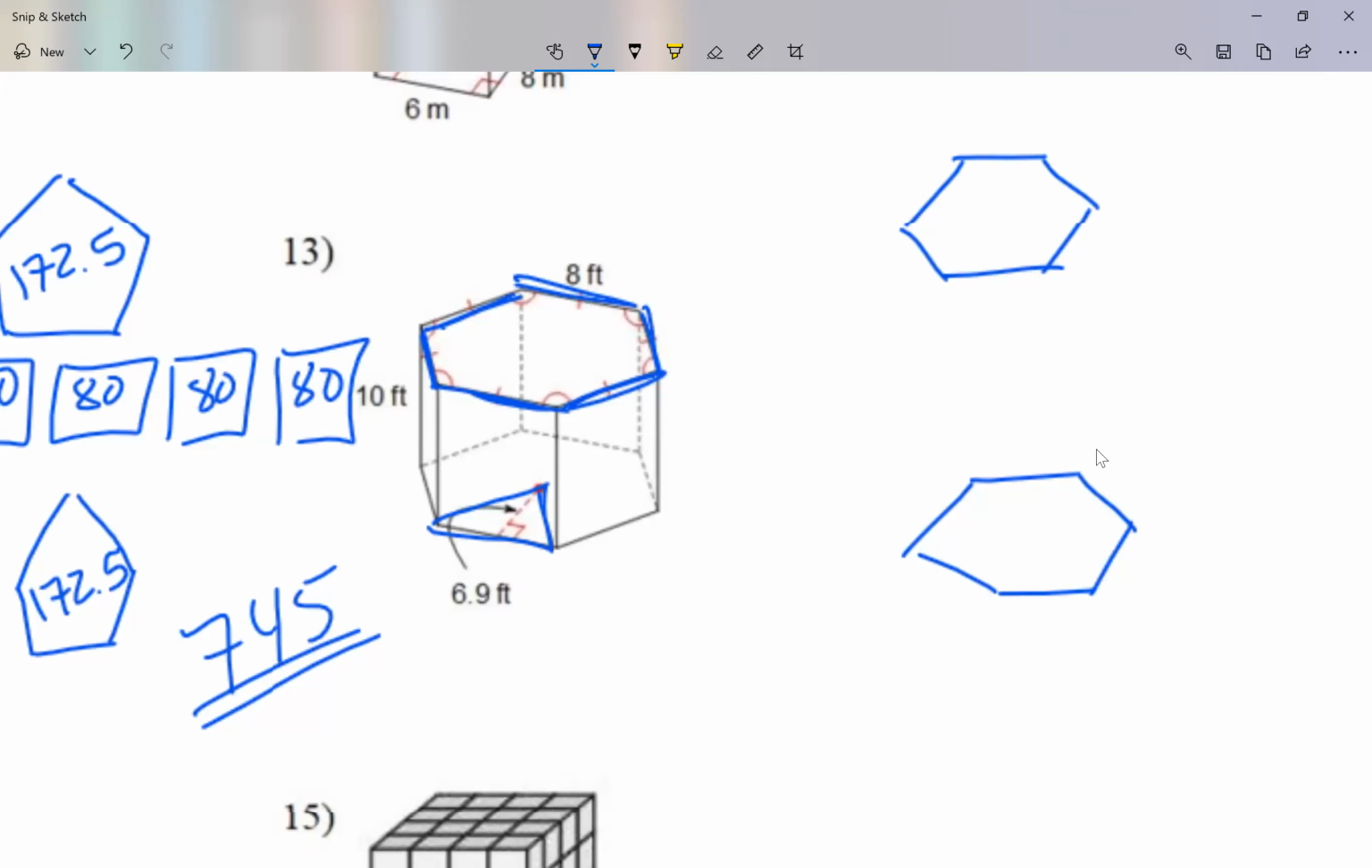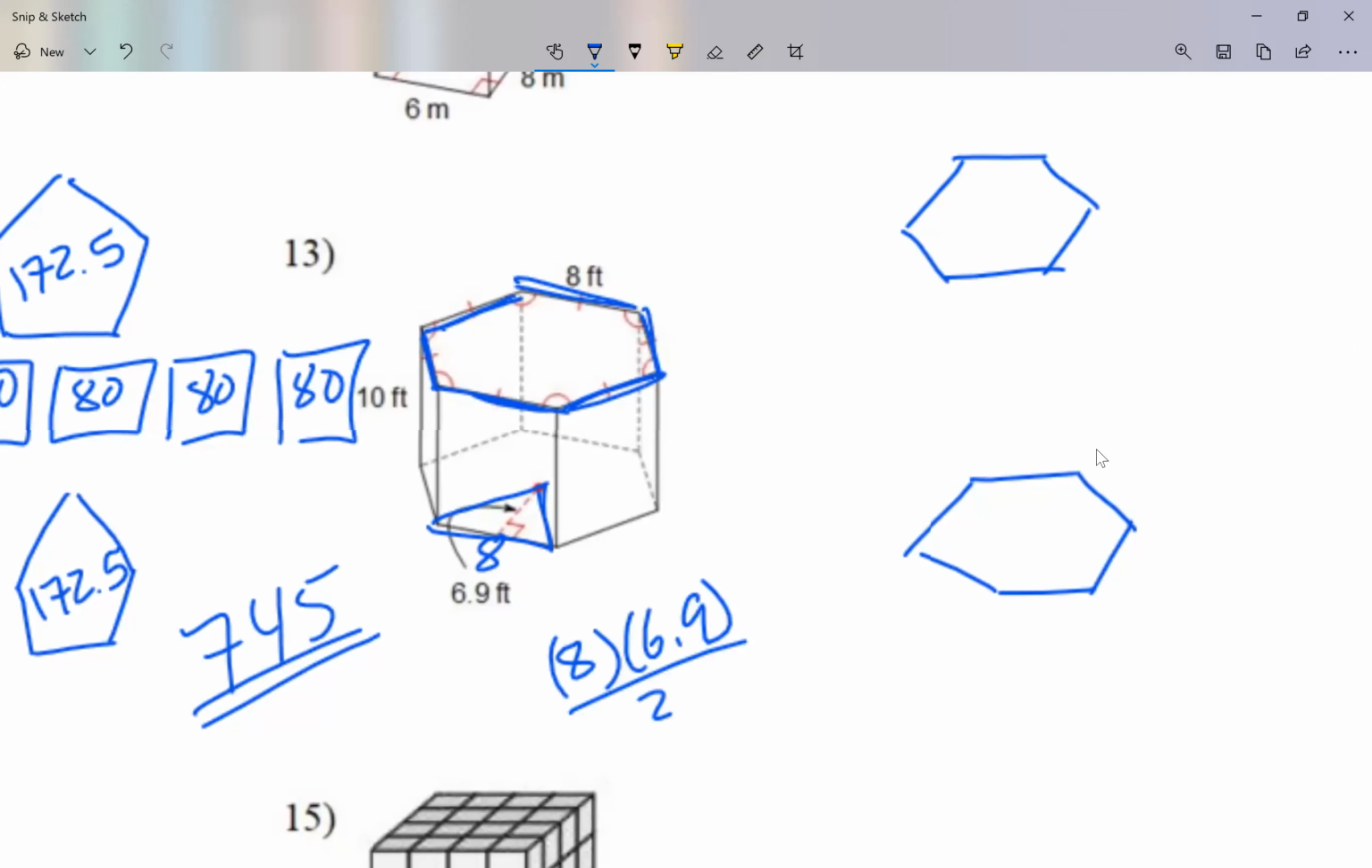I know the measurements on the outside are 8. So for my triangle, I'm going to go 8 times 6.9 divided by 2. That's going to give me the area of my triangle. Whatever I get, I'm going to multiply this by 6. Now, why do I multiply by 6? Where does the 6 come from? Yeah, it is how many sides there are on my polygon.